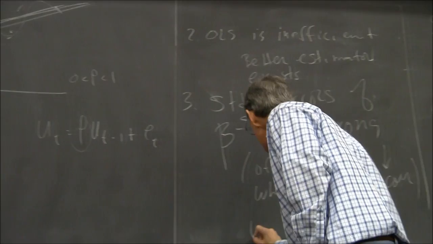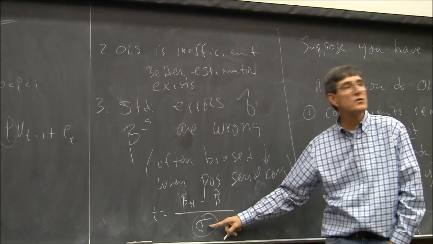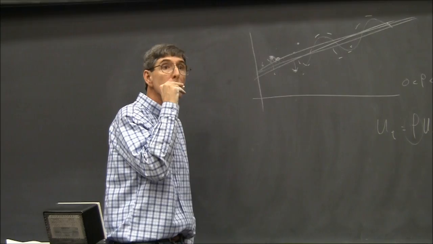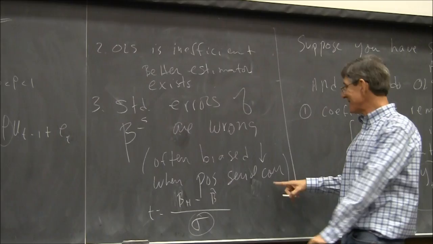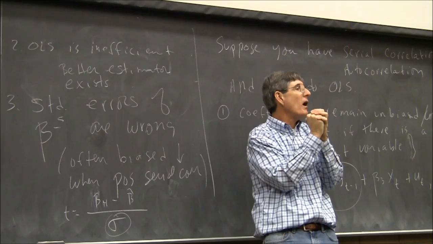When you calculate T, which is the hypothesized beta minus the estimated beta over sigma hat, this is way too small when you have positive correlation. It makes your T's way too big. So serial correlation makes you think you have significance when you don't. Are the standard errors often biased? When positive serial correlation exists, they're often biased downward. So the standard errors are too small when you have positive serial correlation.